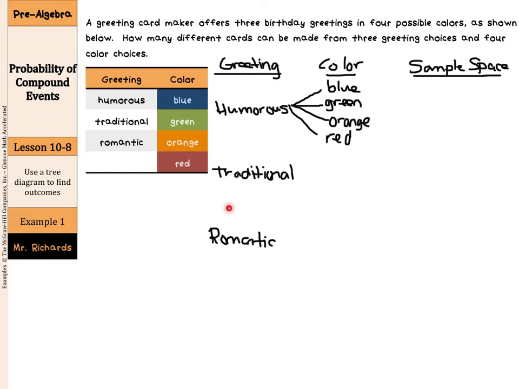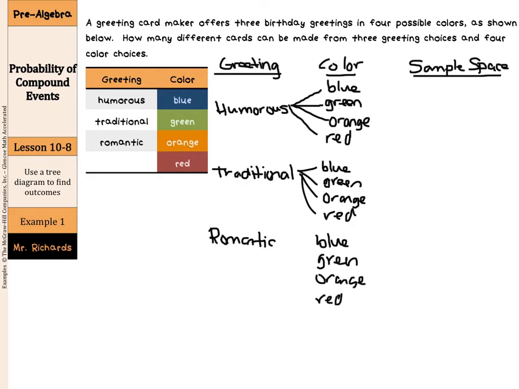We have our first part with the greetings here, and then, if you will, little branches coming off the humorous part into the possibilities for the colors. Now, traditional, we're still going to have the same 4 options of blue, green, orange, and red with these, as well as romantic. We're still going to have blue, green, orange, and red as possible colors if a romantic greeting was chosen. And so we can summarize this all into our sample space now.